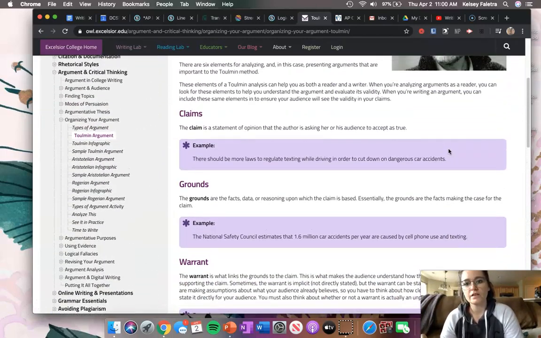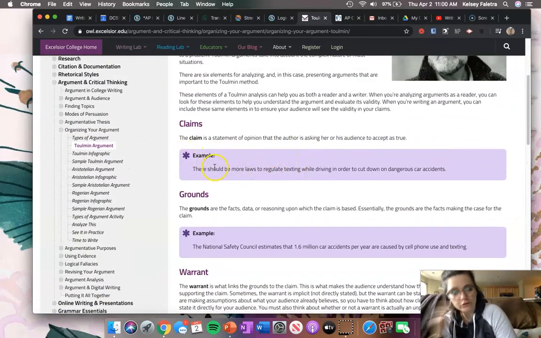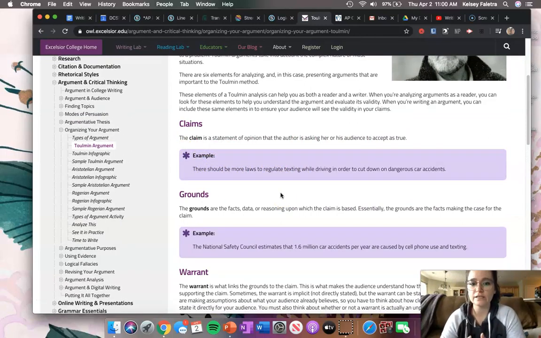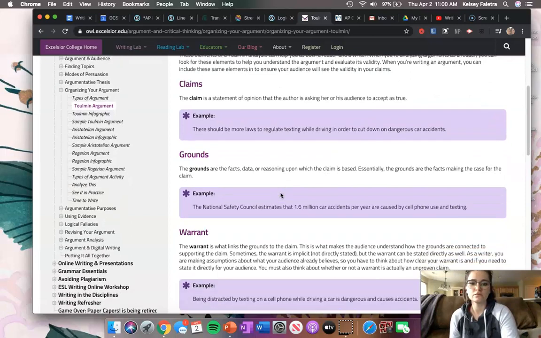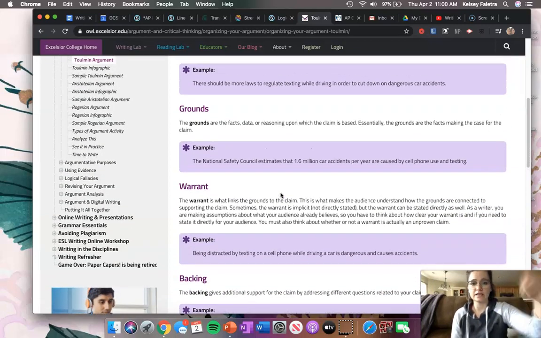The claim, as I said, for example: there should be more laws to regulate texting while driving in order to cut down on dangerous car accidents. Very clear, concise, specific claim. Let's say we were writing an essay about that. The grounds then are the facts, the data, and the reasoning, the supports upon which the claim is based. So the National Safety Council estimates that 1.6 million car accidents per year are caused by cell phone use and texting. That's a fact, a statistic.